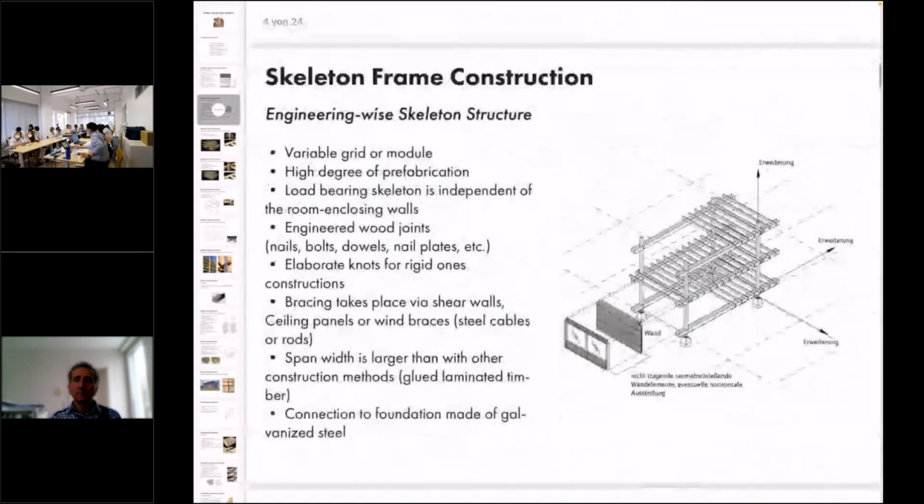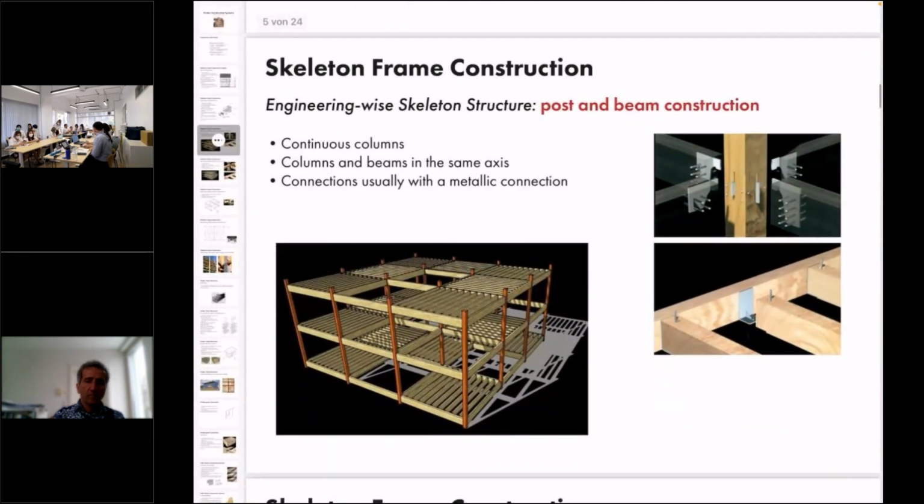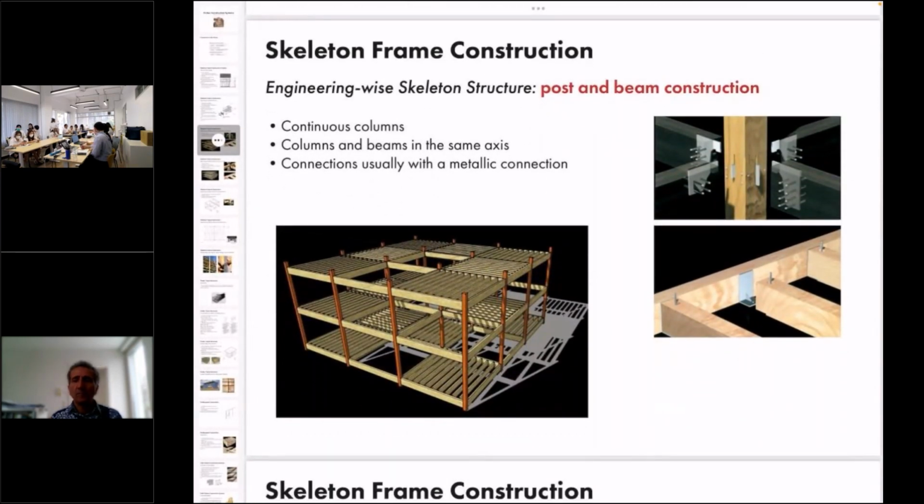Continuing with engineering-wise skeleton structure, this system has a variable grid or module, high degree of prefabrication, load-bearing skeleton is independent of the room enclosing walls, span width is larger than the other construction methods. We can divide engineering-wise skeleton structure also in categories. For example, post and beam construction.